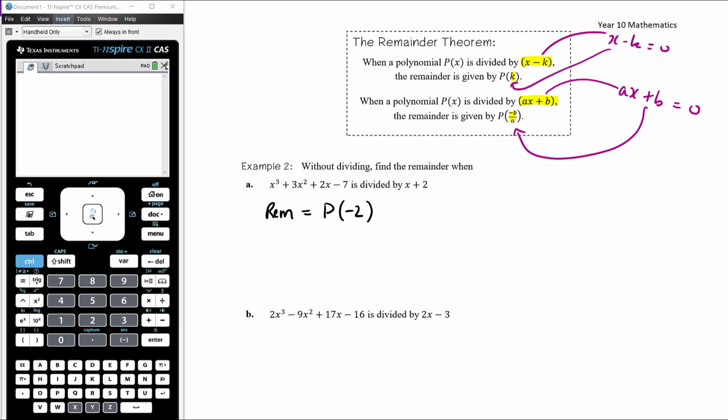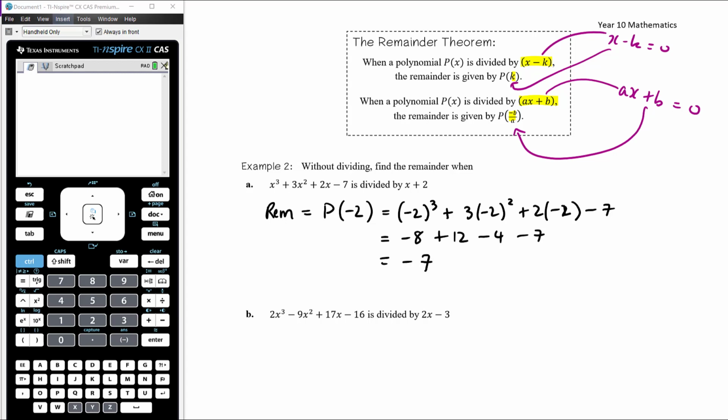So let's do that. That's going to be negative 2 cubed plus 3 times negative 2 squared plus 2 times negative 2 minus 7. Negative 2 all cubed is negative 8. Negative 2 squared is positive 4, so 3 times 4 is 12. Minus 4 and minus 7. So we've got negative 8 plus 12, which is 4, take away 4, which is 0, and then minus 7. So the remainder, when we divide this polynomial by x plus 2, is negative 7.